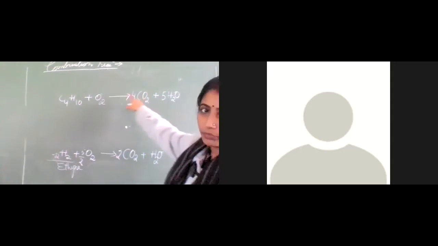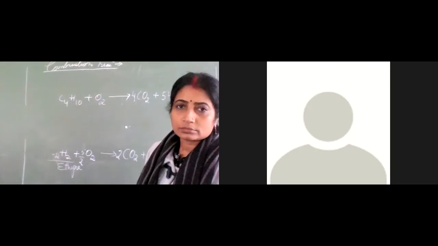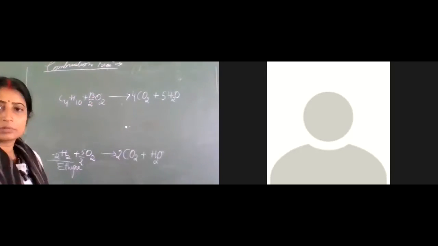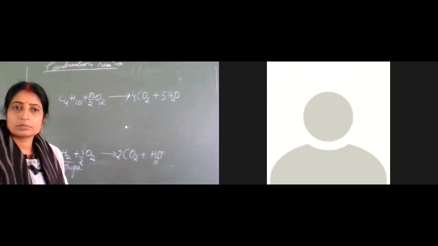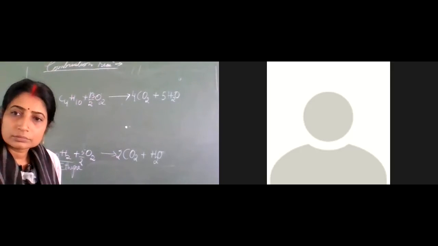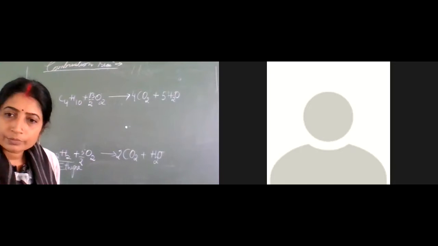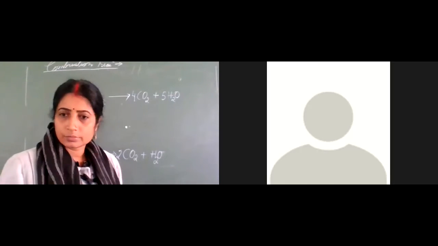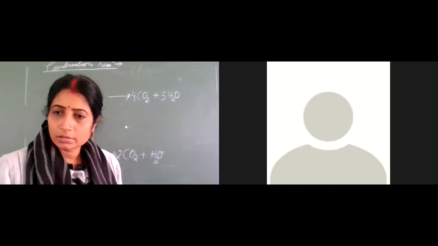Now how many oxygen are there? 13. 8 and 5, 13. So for oxygen what will you write? 13 by 2. यहाँ पे 13 by 2. Now it is balanced. How many of you have done it in a similar way? Okay, very good. 9 of you out of 23.